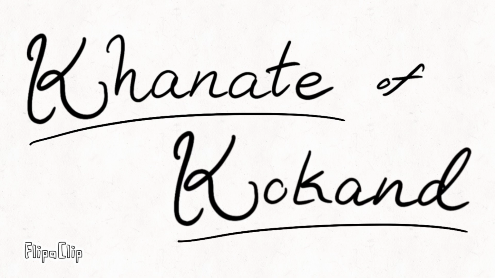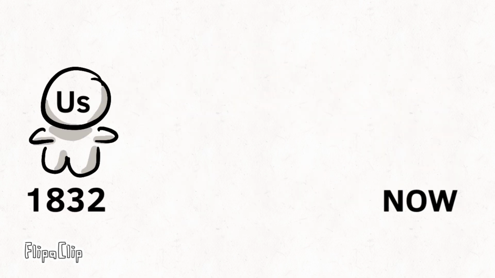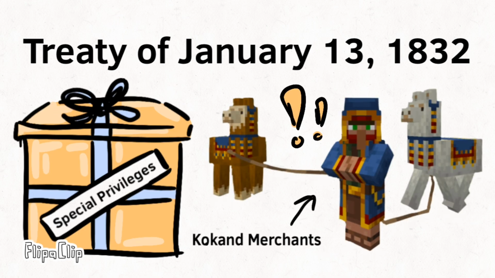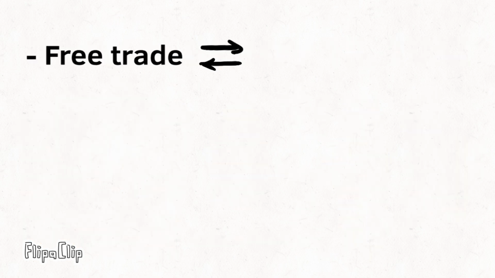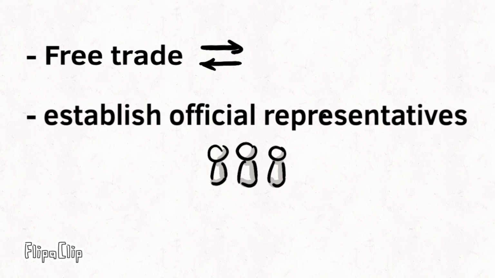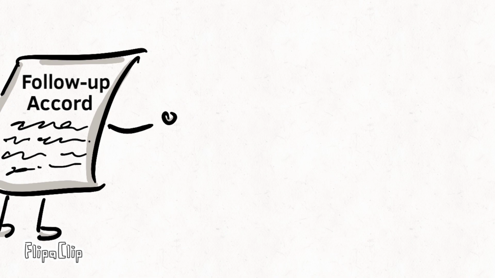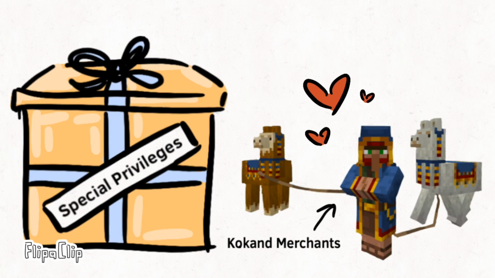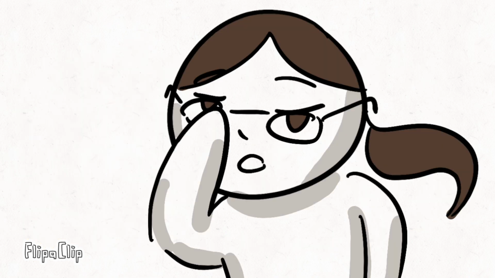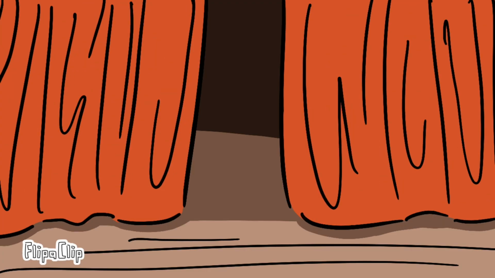Khanate of Kokhin. Let's jump back to 1832. The Treaty of January 13, 1832 granted special privileges to Kokhin merchants in East Turkestan, including free trade, the right to establish official representatives, and the circulation of Kokhin coins, all under Chinese sovereignty. A follow-up accord in 1835 further reinforced these privileges. While technically not part of the official unequal treaties, it set the stage for what was to come.